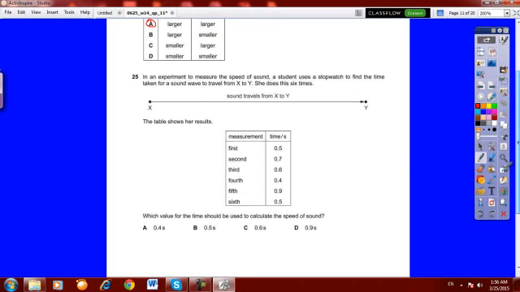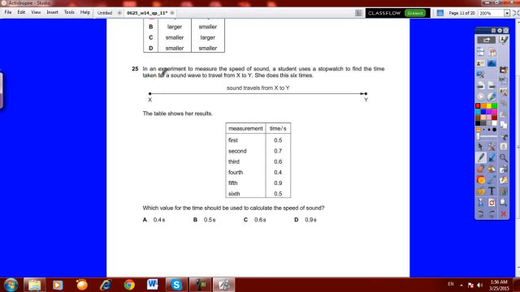25. In an experiment to measure the speed of sound, a student uses a stopwatch to find the time taken for a sound wave to travel from X to Y. She does this 6 times. The table shows her results. Which value of the time should be used to calculate the speed of sound?